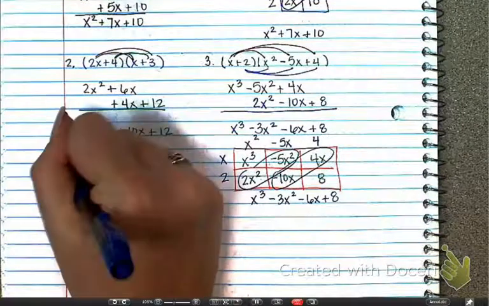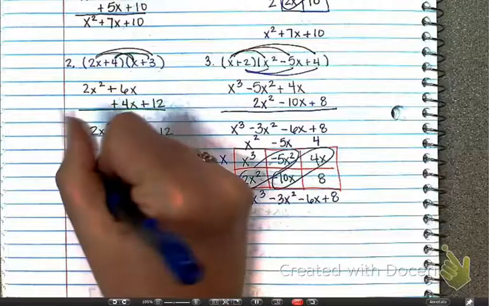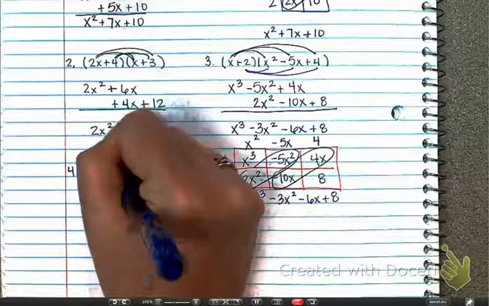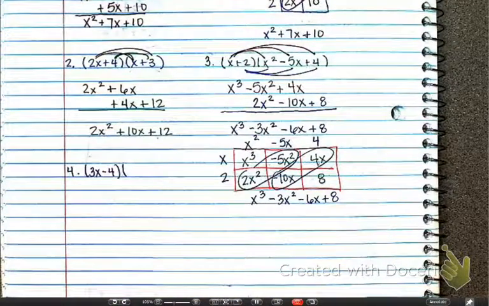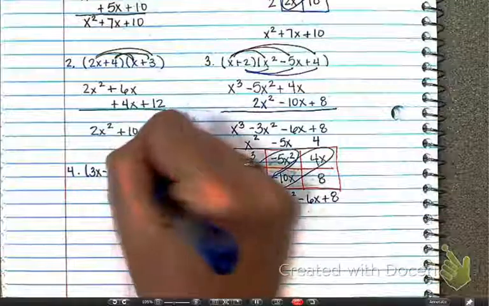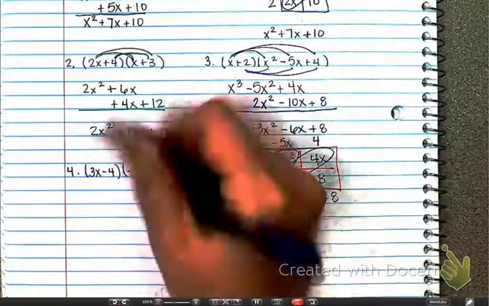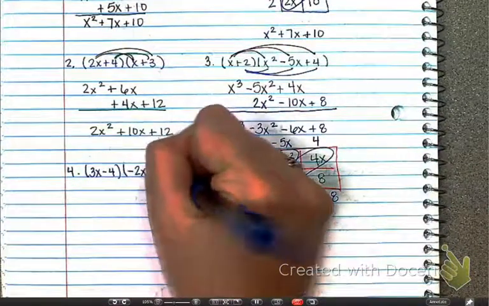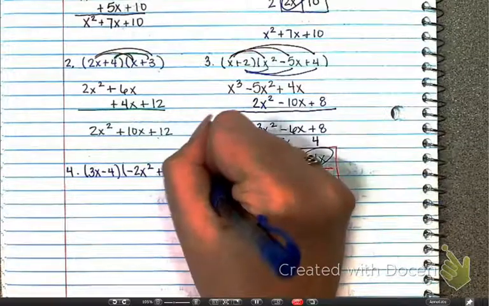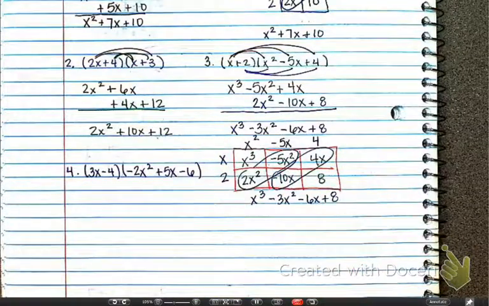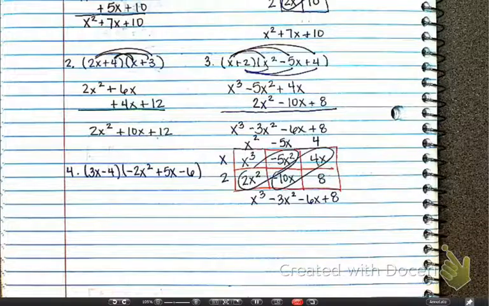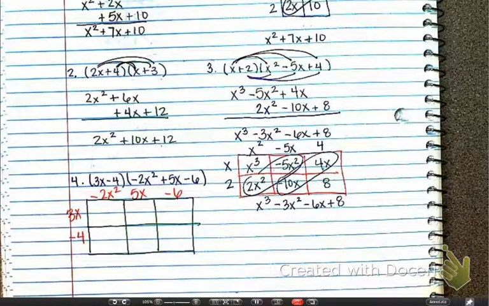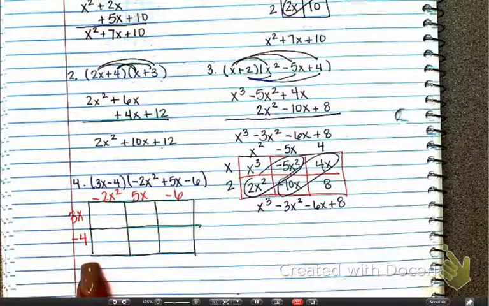Okay. So how about 3x minus 4 times negative 2x squared plus 5x minus 6. 3x minus 4 times negative 2x squared plus 5x minus 6. I'm going to come around. Reminder, each term has its own box.